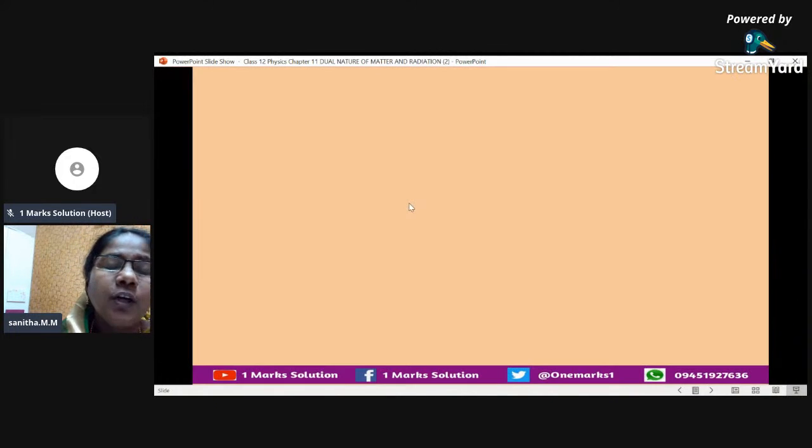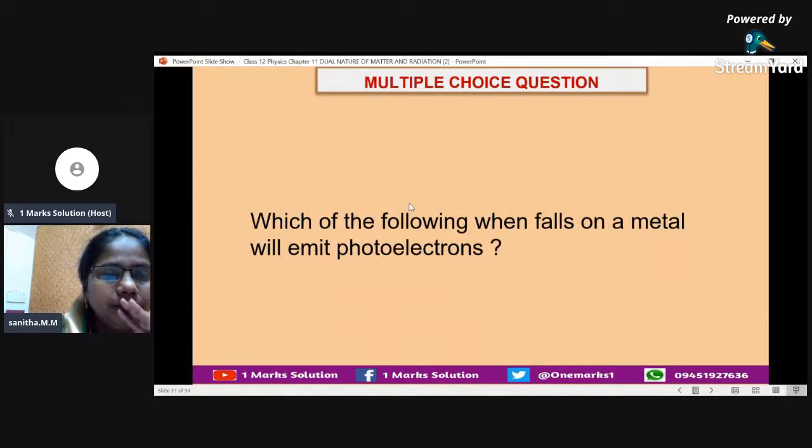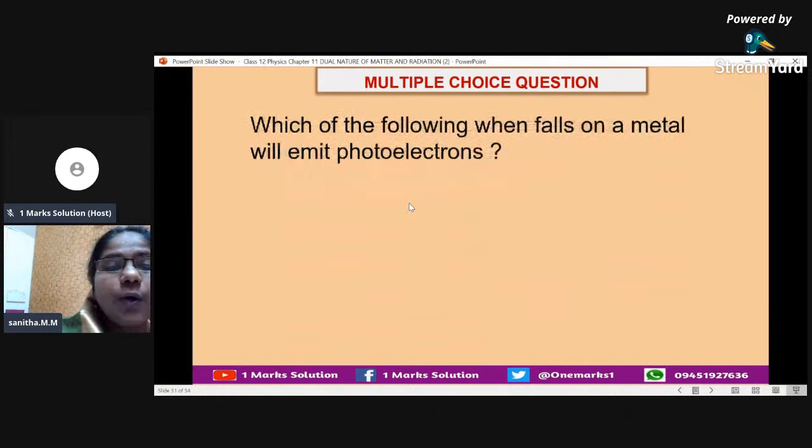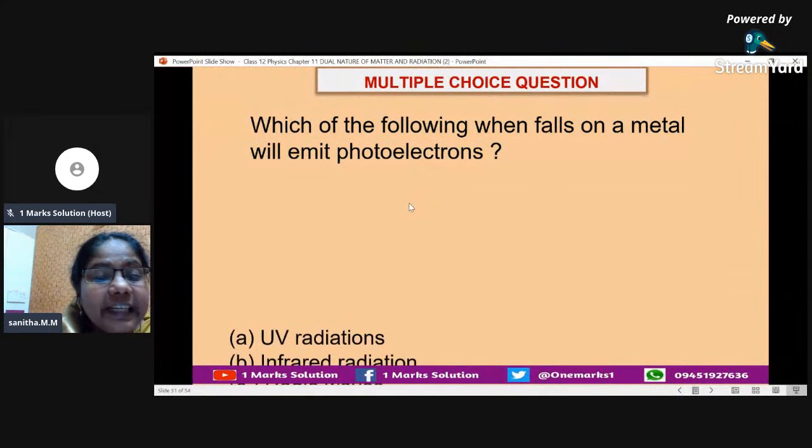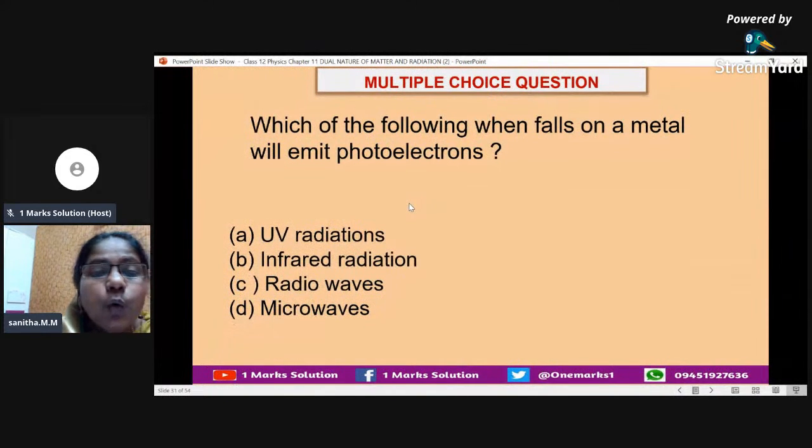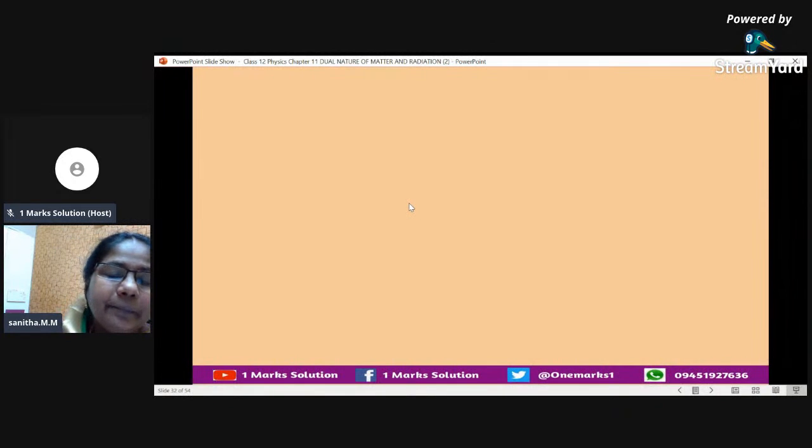Now we can go for next question. Which of the following when falls on a metal will emit photoelectrons? Which of the following radiations, some radiations are given, who is having more frequency and who is having more energy, the electrons will be ejected, or we'll call it as photoelectrons. Then we can say, you can see UV radiation, infrared, radio waves, microwaves, it is given in that order. So the answer is UV radiation, that is ultraviolet radiation, the option is A.